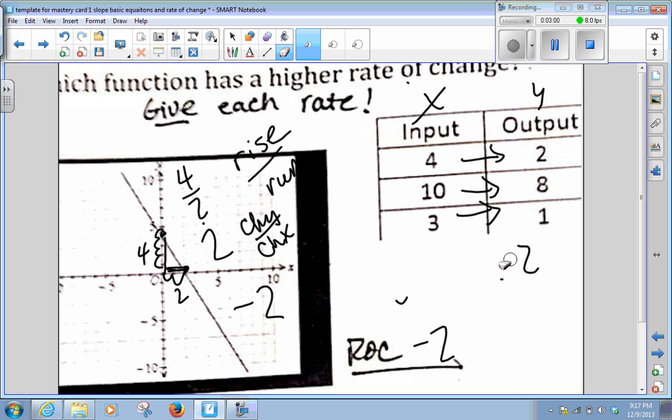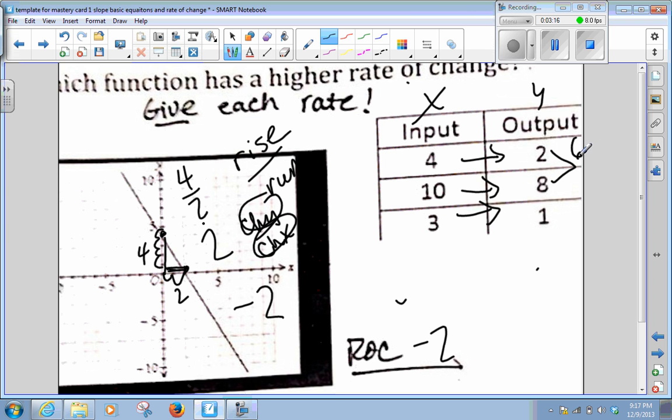Rate of change, just like I found over here on my graph, it's just in a different form, is your change in your y's over the top of your change in your x. So I need to look at how my y's are changing first. So 2 to 8 goes up by 6. And from a 4 up to a 10 goes up by 6. So my change in y is 6 over my change in x, which is 6. 6 over 6 simplifies to a 1. So my rate of change for the table is a 1.